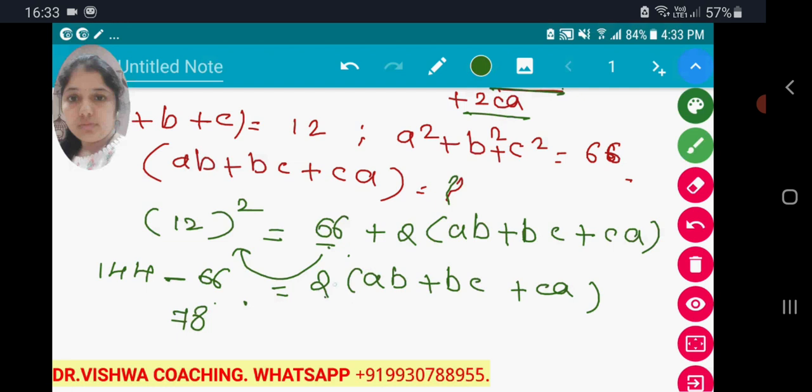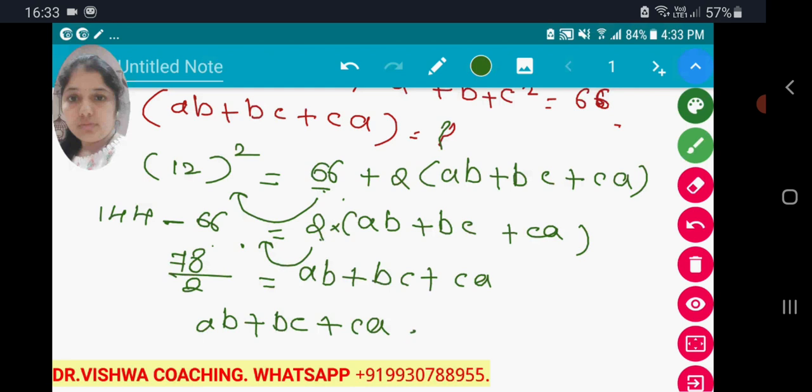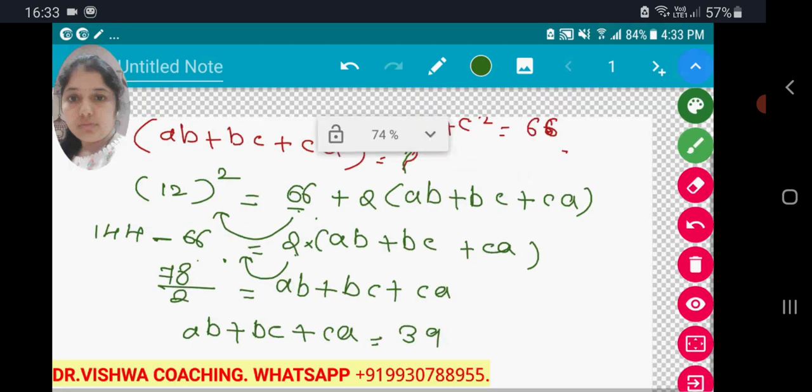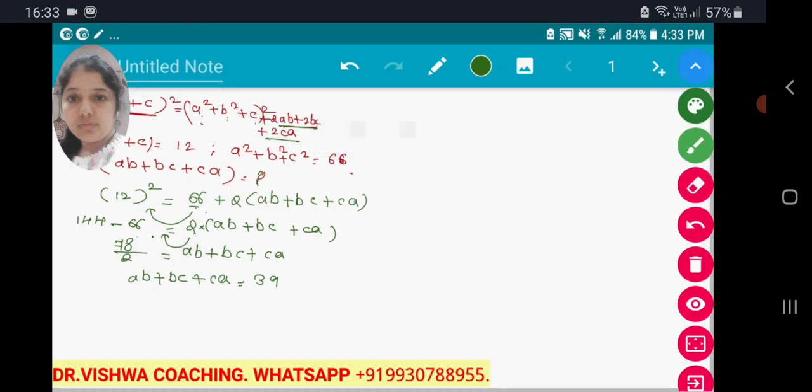Now this 2 is in multiplication here. When it comes here, it goes to division. So 78 divided by 2 is equal to AB plus BC plus CA. Therefore AB plus BC plus CA is equal to 39. Okay. Again I will explain and then we'll move to our question paper.